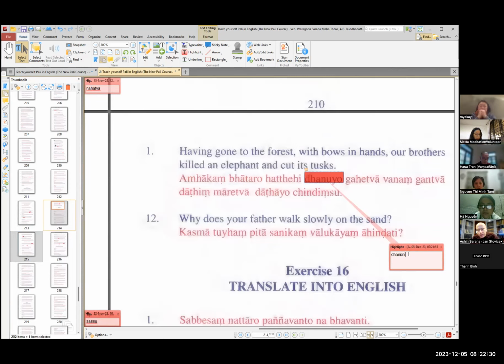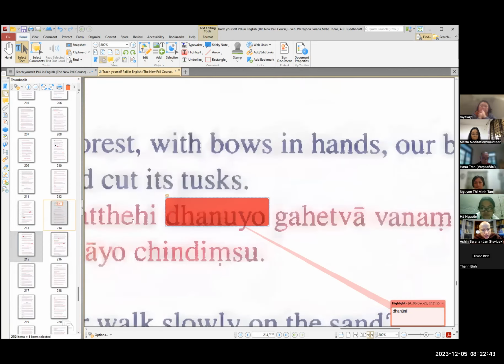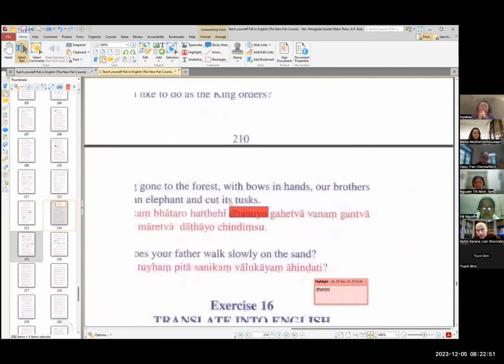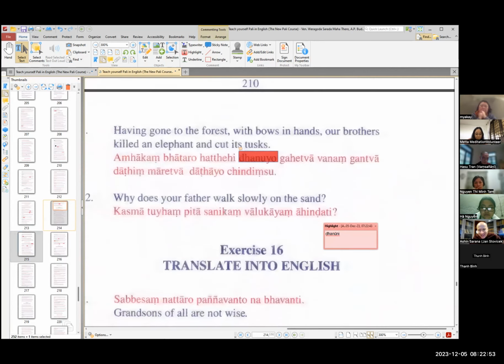Because it's an accusative, right? You take something, right? With bows. So shouldn't it be dhanune? Because gahetva, right? So he took it by hands. He took by hands what? The bows. So it's dhanune. Do you agree with me? Okay. Yeah. All right.